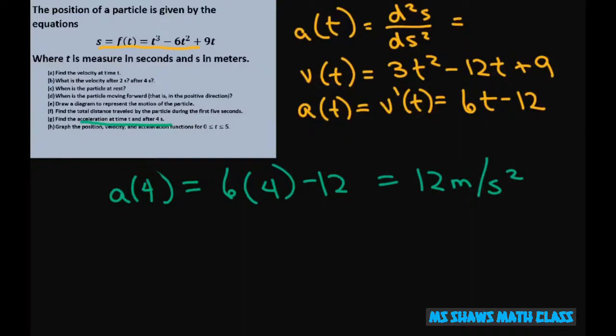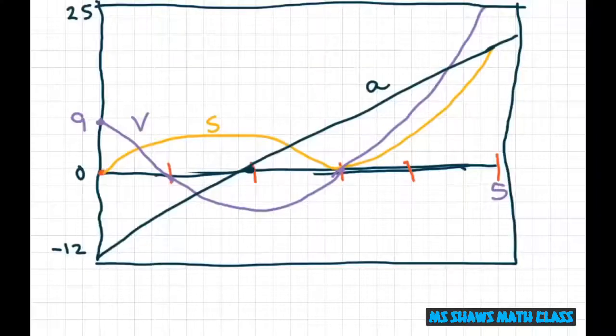Now, they want us to graph the position, velocity, and acceleration all in the same graph. So I already did that to save some time on this. You can use your calculator. What you really want to look at is your y-intercepts. So for s, the y-intercept was 0. For velocity, the y-intercept was 9. And for your acceleration, the y-intercept was 12. And then they want it from 0 to 5. So make your calculator window, do that, and just graph them all via the calculator. And it should look something like that.